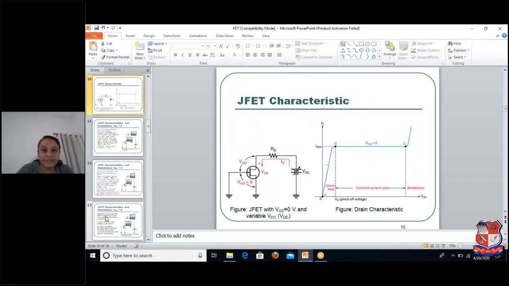Okay, you can see here we discuss the first drain characteristics. As we discussed, in the first case, JFET with VGS equal to 0. First thing, VGS 0. What is the meaning of VGS 0? Whenever your gate terminal is shorted with the source terminal, it means VGS equal to 0.